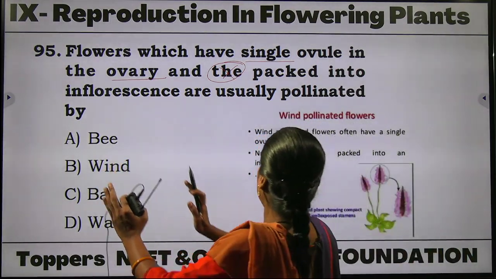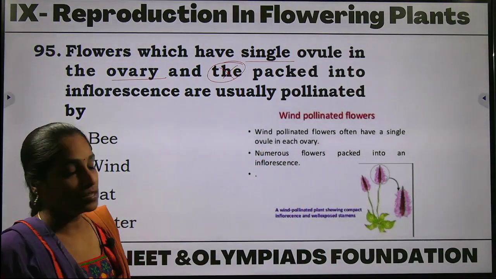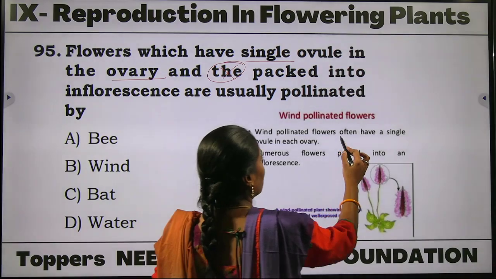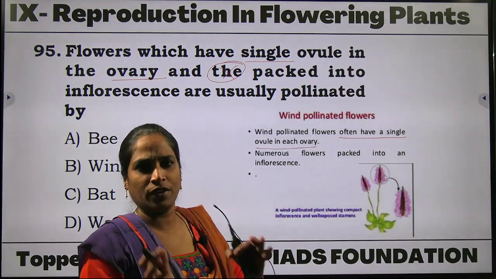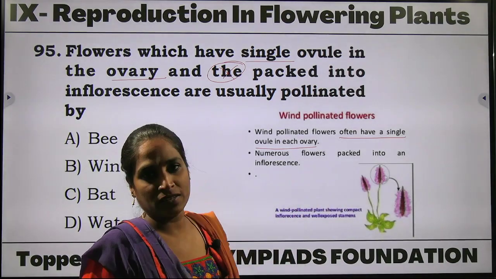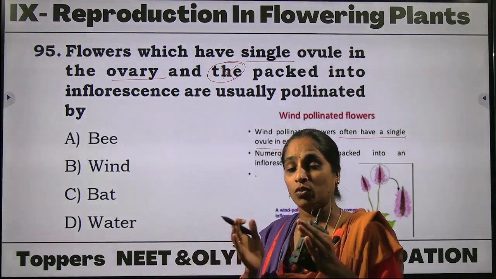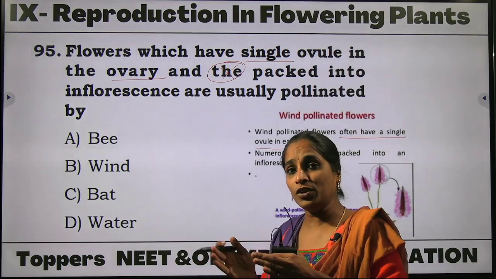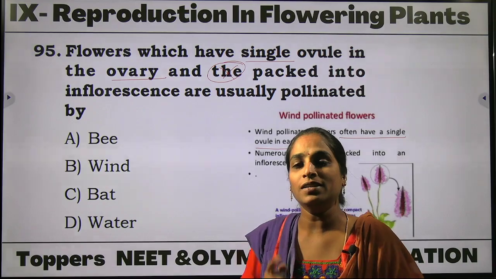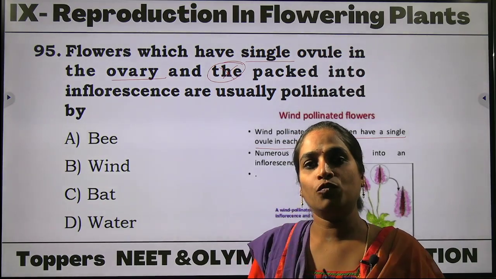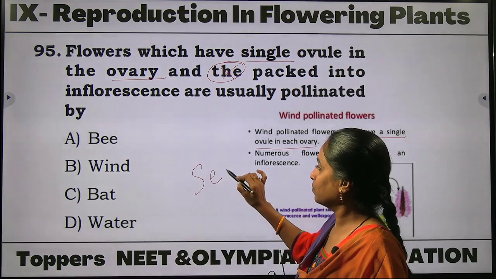So before going to this, let us see the picture here. Wind pollinated flowers often have a single ovule in each ovary. So these are the grass plants. Okay, so in the grass plants, each and every flower contains the ovule. Each and every ovary contains only a single ovule. That single ovule will develop only into a seed.